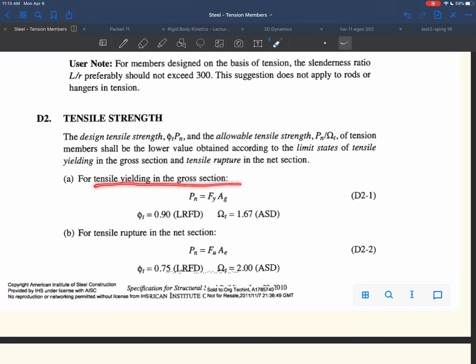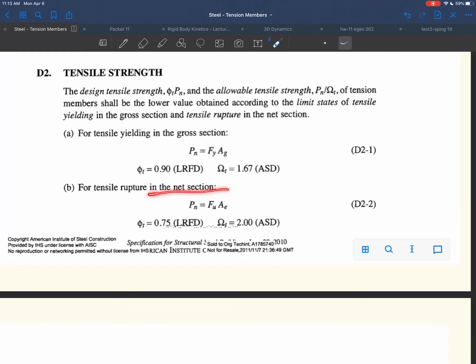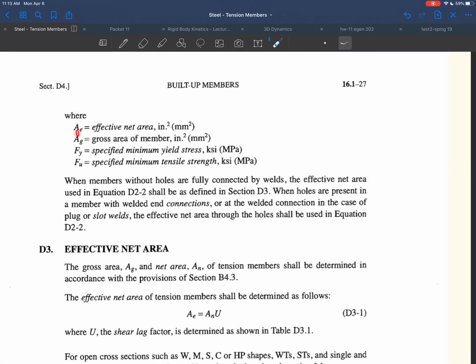So how do I calculate the yielding, right? It's Fy times Ag, and phi is 0.9. And again, this is for load and resistance factor design, but we're going to do this guy over here on the left. Okay, so for tension rupture in the net section, Pn is equal to Fu times Ae. Phi is 0.75. Okay, Ae is the effective net area.